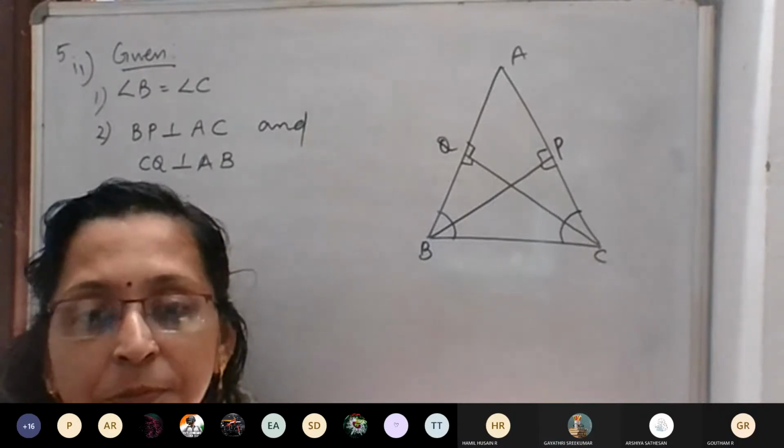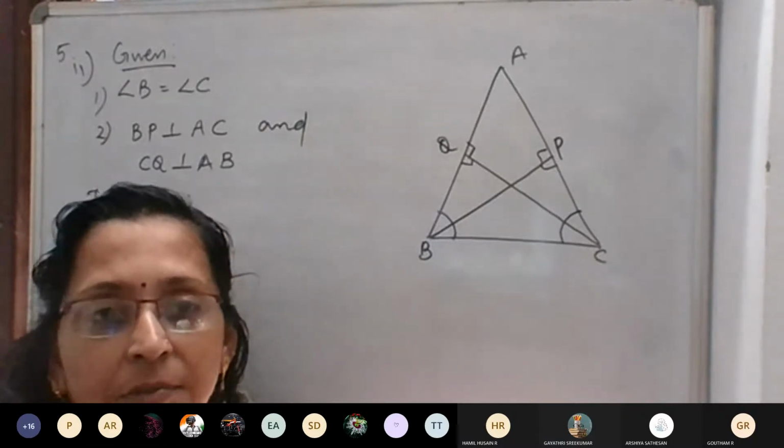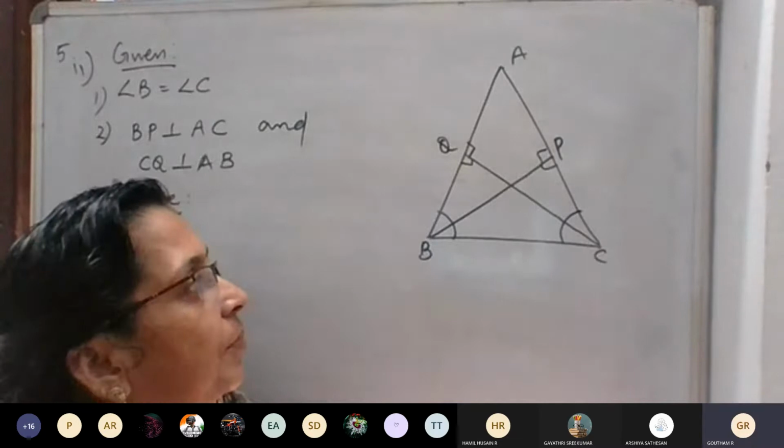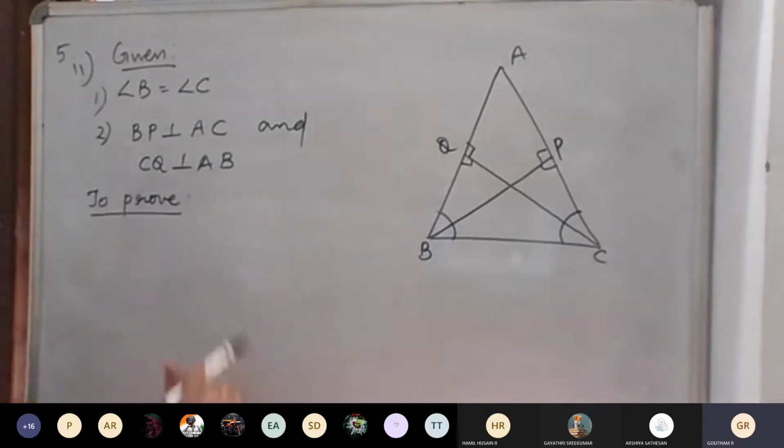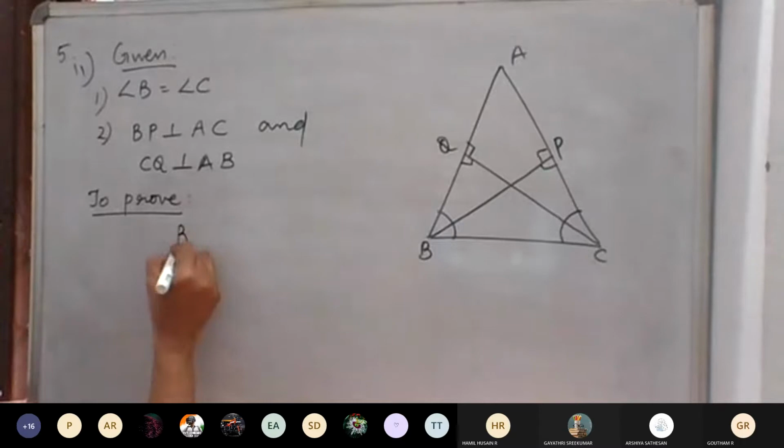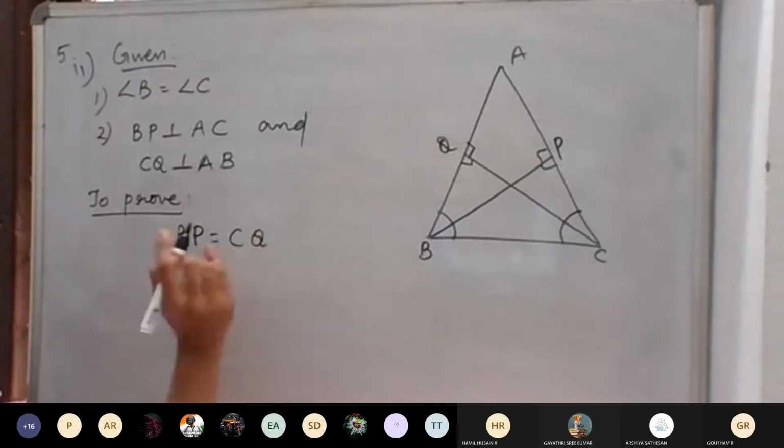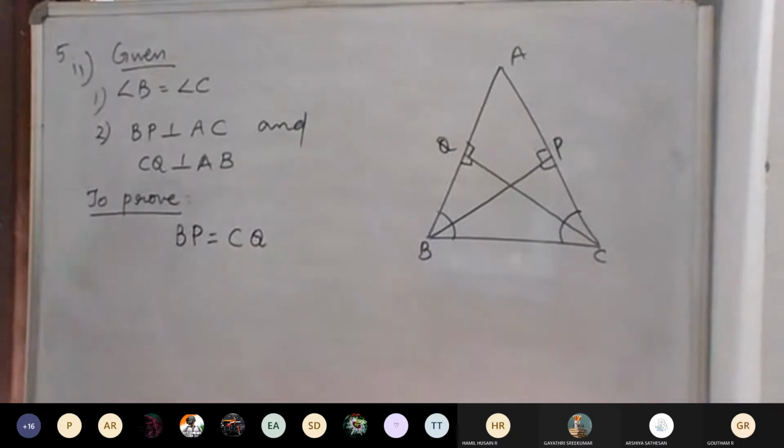What we have to prove here? We want to prove that BP and QC are equal. Very good. BP and QC are equal. That means we have to prove BP is equal to CQ. That the perpendiculars are equal, we have to prove. So consider, proof.